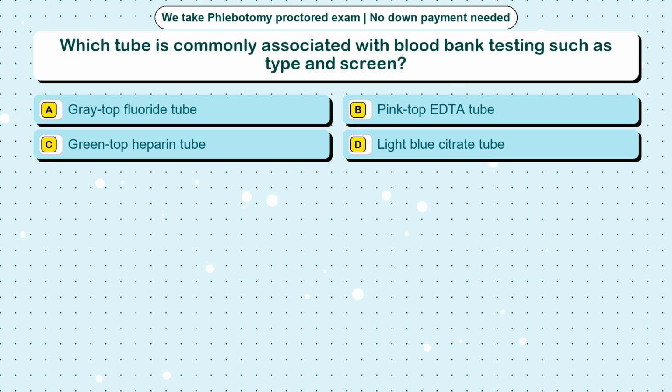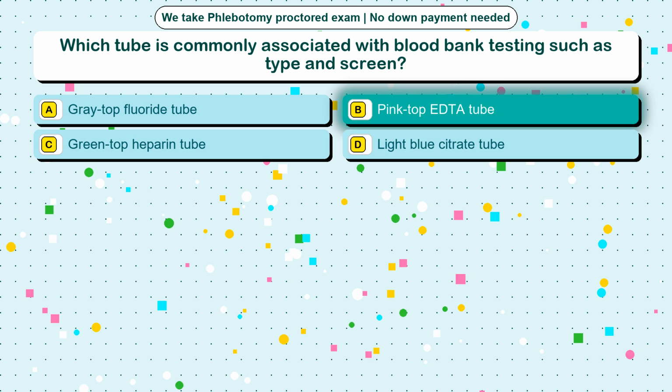Gray top fluoride tube. Option B. Pink top EDTA tube. Option C. Green top heparin tube. Option D. Light blue citrate tube. The correct answer is option B.